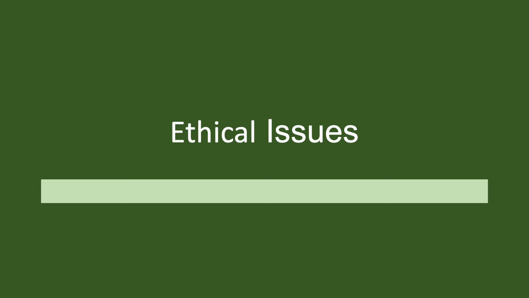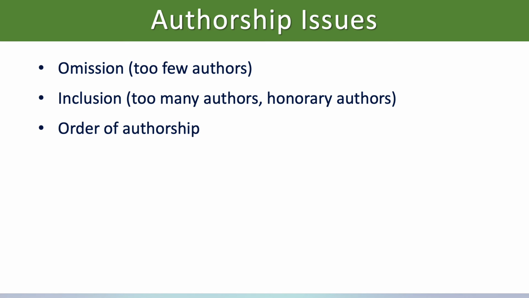Lastly, we will talk about the ethical issues around publication. Authorship can be contentious sometimes, and issues around authorship may include omission, too few authors, inclusion, too many authors, and not all authors may have made substantive input into the manuscript, and they may be honorary authors. The order of authorship may also be another contentious issue. Too much importance may have been placed on some authors, and other authors may be left too far down the authorship list.